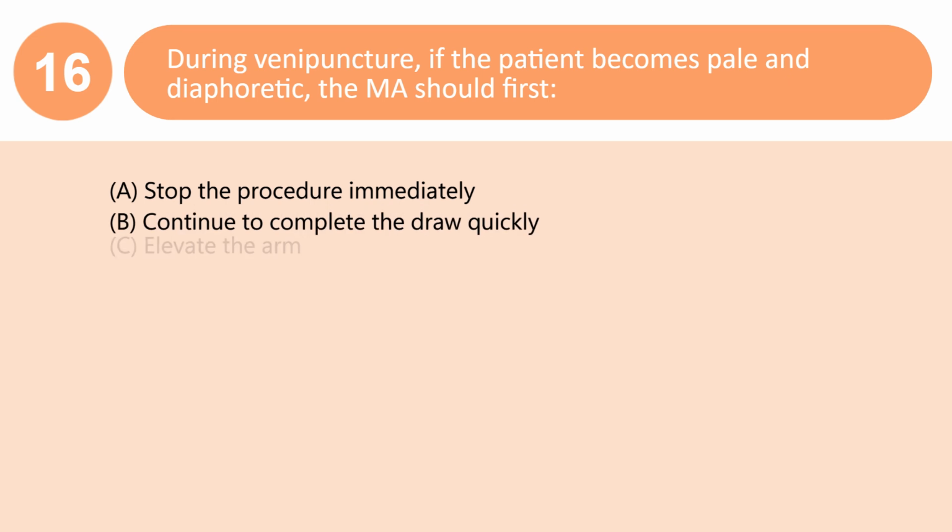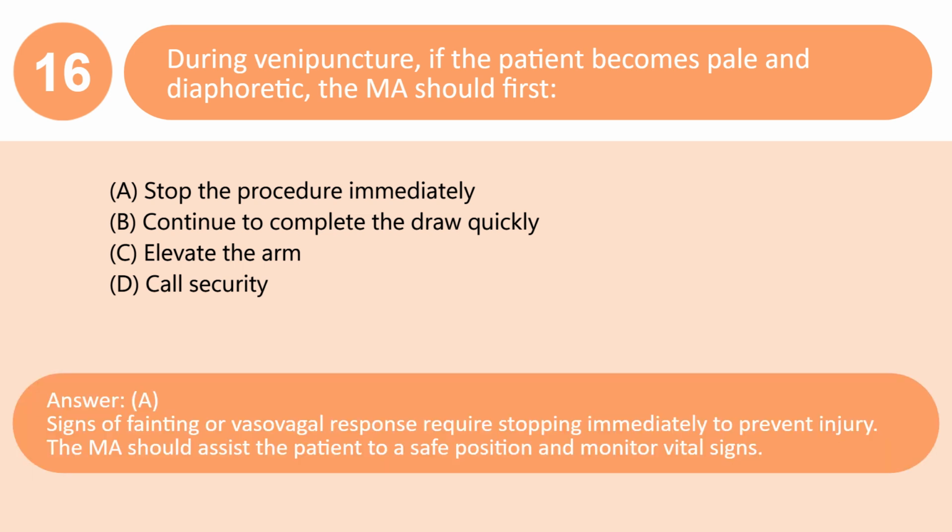During venipuncture, if the patient becomes pale and diaphoretic, the MA should first: A. Stop the procedure immediately. B. Continue to complete the draw quickly. C. Elevate the arm. D. Call security. Answer: A. Signs of fainting or vasovagal response require stopping immediately to prevent injury. The MA should assist the patient to a safe position and monitor vital signs.